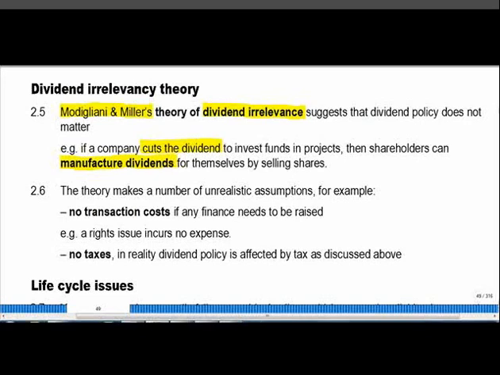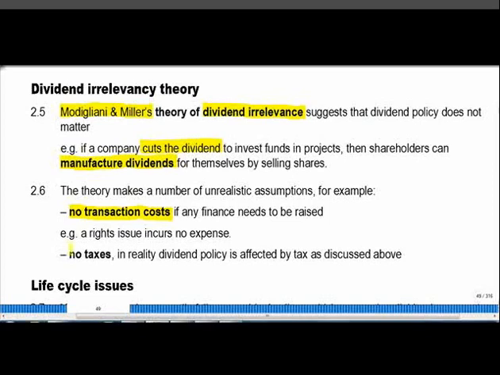It's not a very relevant theory for a number of reasons. First of all, it assumes that if you pay a dividend and then later in the year you realise you need the cash, you can go out and get a bank loan or a rights issue without incurring any fees. Now in reality, rights issues are very expensive and a bank loan might not be available. So it would be very relevant to a company whether to pay a dividend or not in the real world. Dividend policy is far from being irrelevant in the real world.